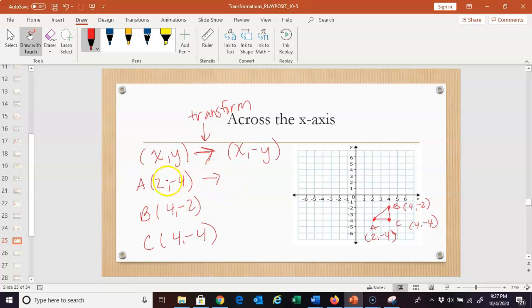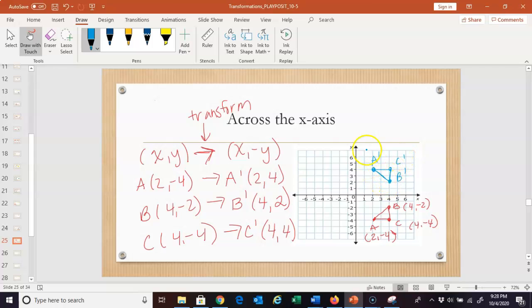So the image is going to be A prime, and instead of negative 4, we're going to have a positive 4. The image of B is B prime, and instead of negative 2, we'll have a positive 2. And the image of C is C prime, and instead of negative 4, we're going to have a positive 4. So let's plot the new shape on the coordinate plane and see what it looks like. So 2, positive 4 is A prime. And 4, positive 2 is B prime. And 4, positive 4 is C prime. There's our triangle.